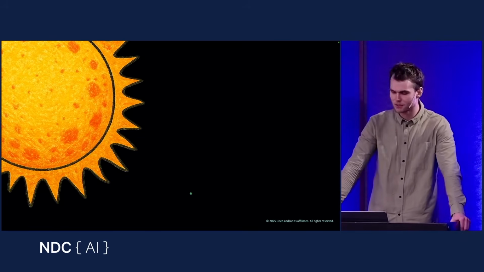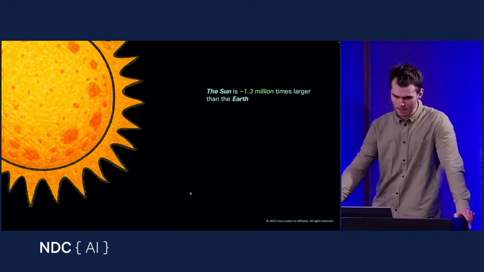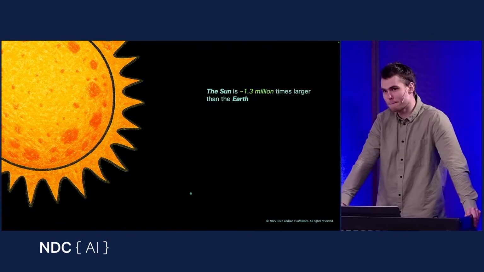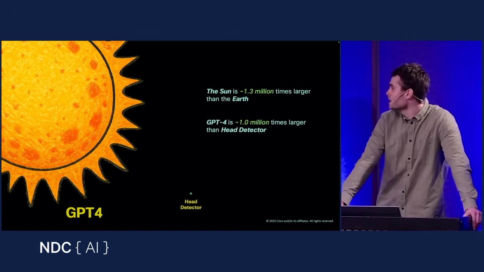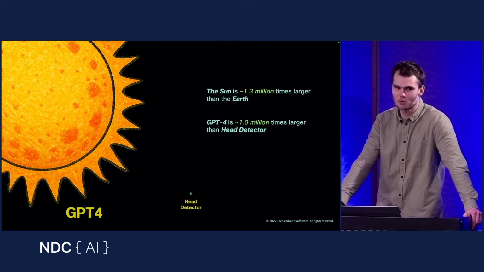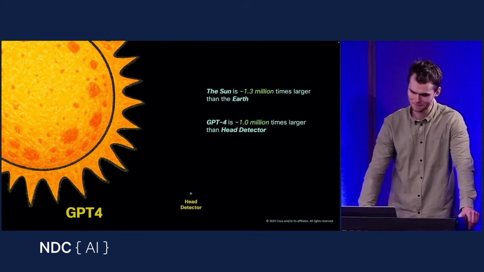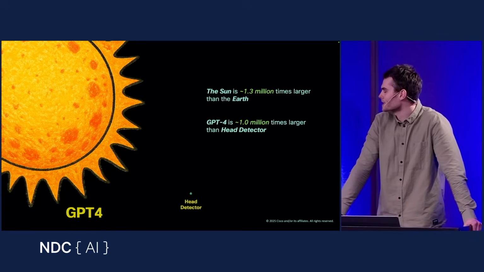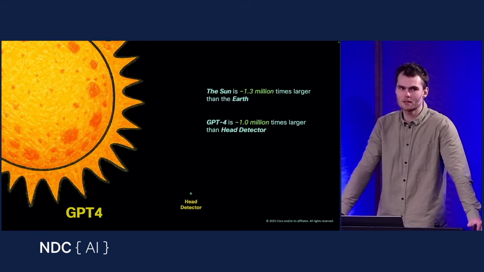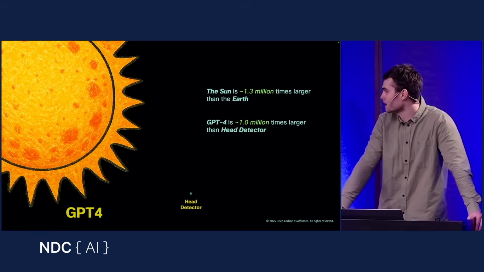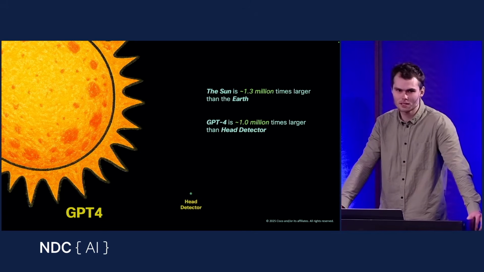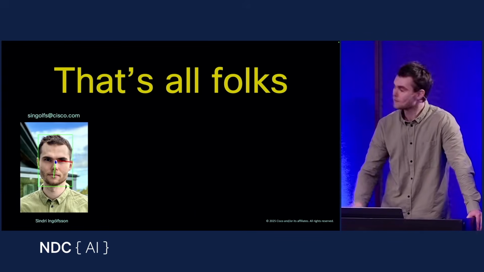Anyways, here are some fun facts to leave you with. The sun is about 1.3 million times larger than the Earth in volume. GPT-4 is about 1 million times larger than our head detector in number of parameters. And I think in that regard, it's fascinating what people have been able to do with these massive models, how they can scale them up to this size and what they can do. But I think it's also fascinating what we can do with tiny specialized models. And that's everything.